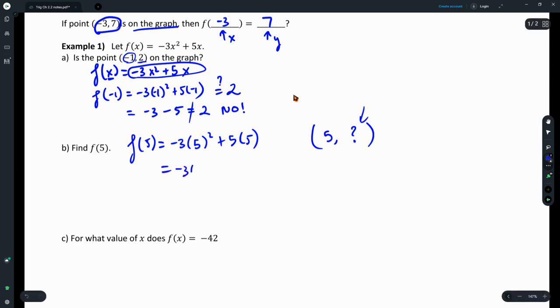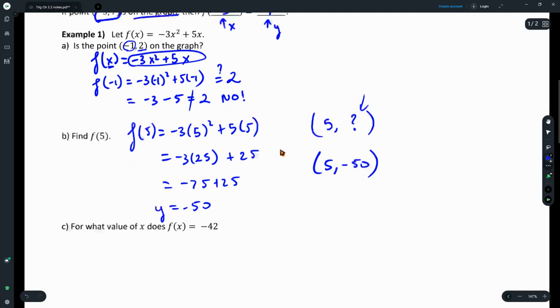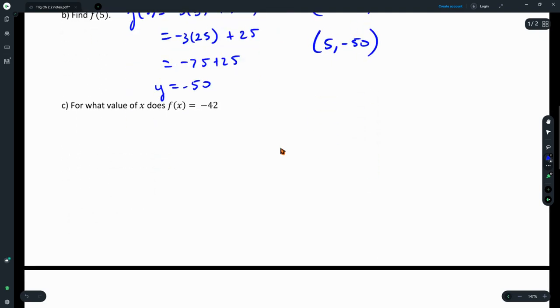And so this gives you negative 3 times 25 plus 25, which is negative 75, plus 25, which is negative 50. So y is equal to negative 50, basically, when x is 5. So it goes in for this point, 5, negative 50. And that's the point when x is 5. That's what they're looking for.